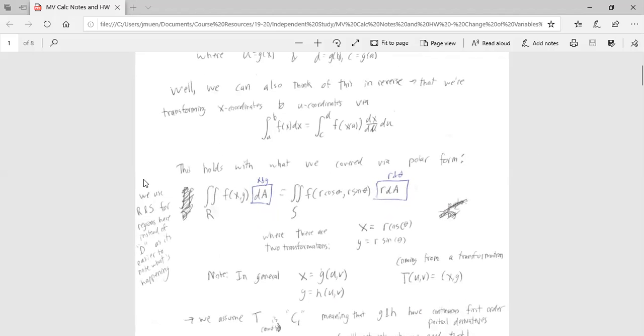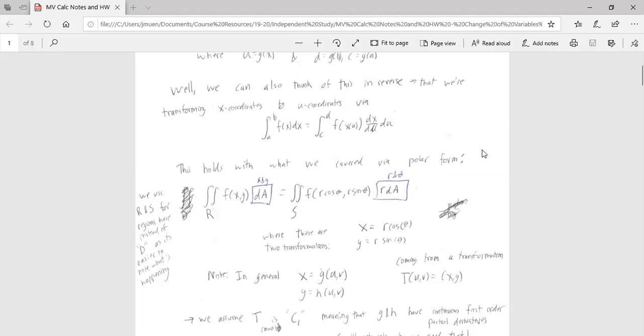So far, this holds with what we've covered with polar form. We said that if we had some double integral over a region of f of x y dA, which was in terms of x and y, we could turn this into a polar f of r cosine theta, r sine theta, r dA, but here dA is now in terms of r and theta. And this is over the region S, where S is now the polar version of my region. Here we're going to use R and S for our regions instead of D because it's going to be easier to notice when we've changed.